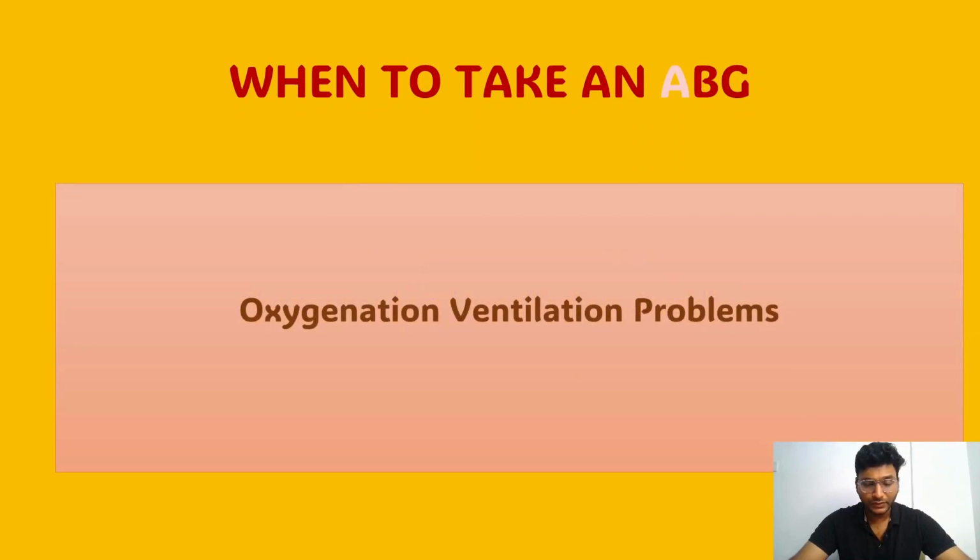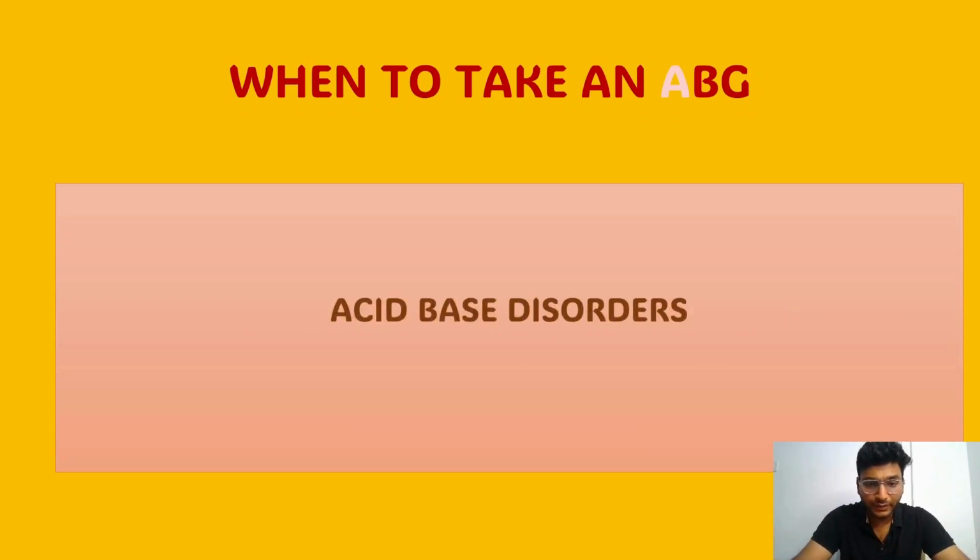So there are two situations where you have to take a blood gas analysis. The first is the oxygenation ventilation problem, where you have to take an arterial blood gas. In any other situation other than this oxygenation ventilation problem, you can do a VBG, which is as good as an ABG. I will be discussing the comparison between them later in the slides.